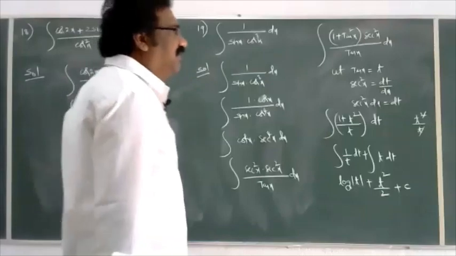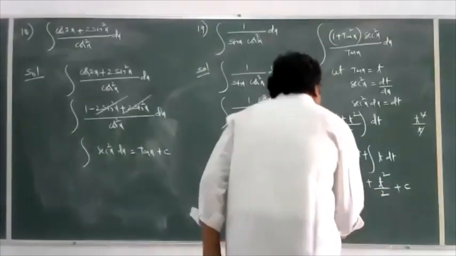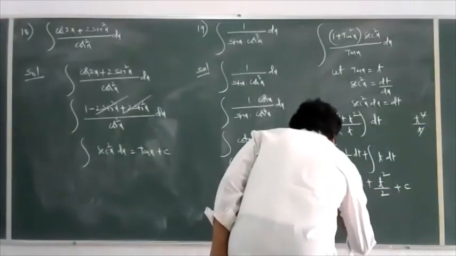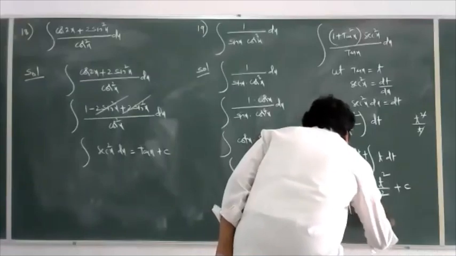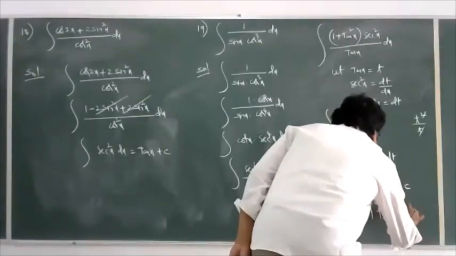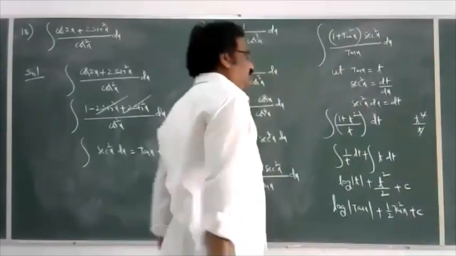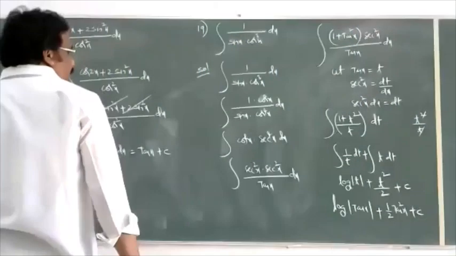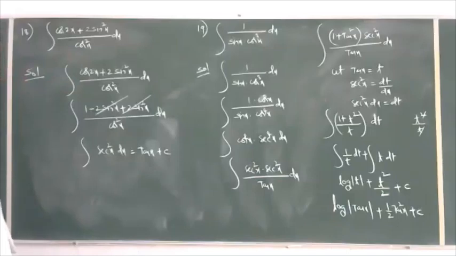Then substitute what t is here: log mod tan x plus 1 by 2 into tan square x plus c.